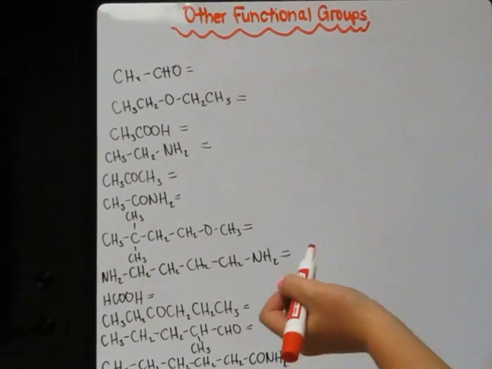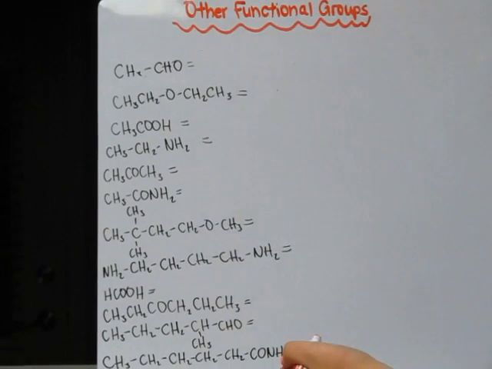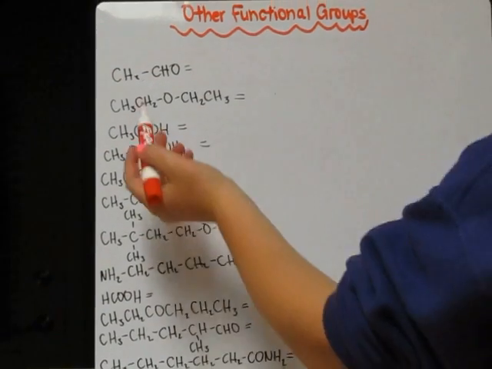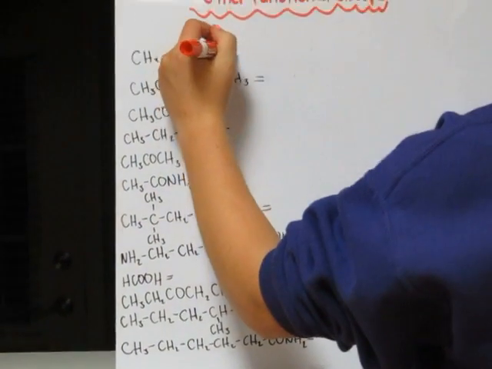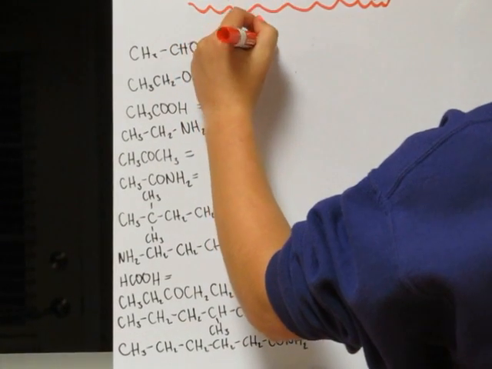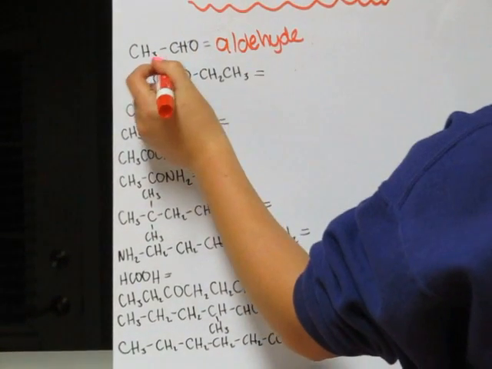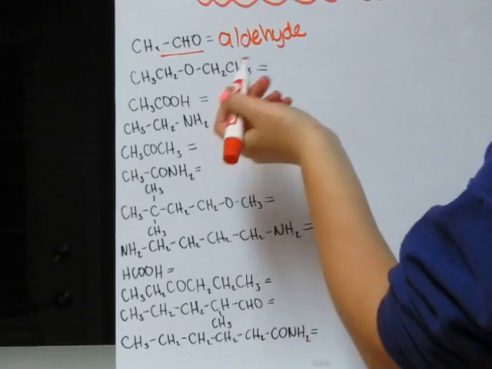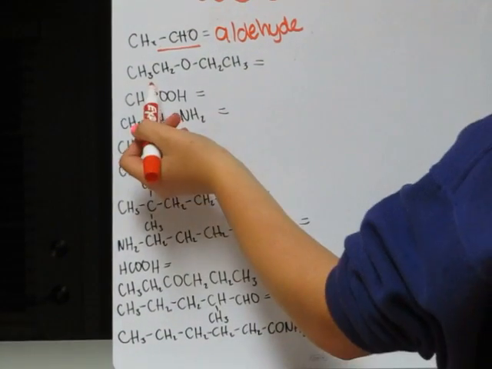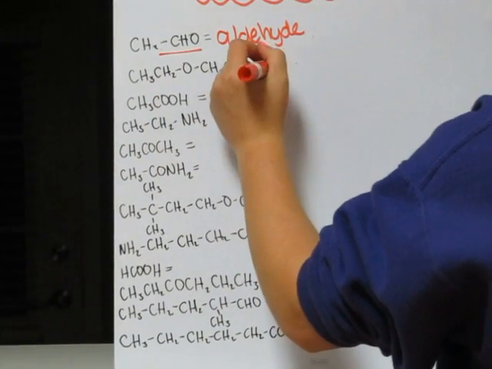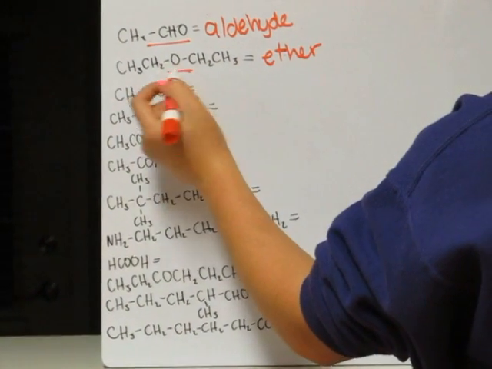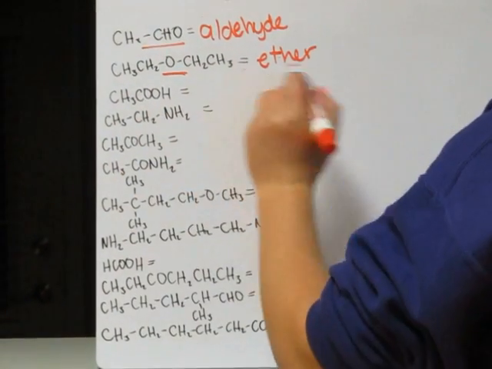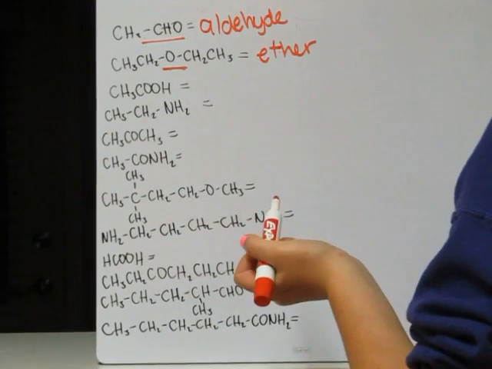So now we're going to show you how to pick one of the other functional groups out of an order. So our first example, CH3CHO, is an aldehyde. And we know this because there is a CHO group at the end of the molecule, which tells us aldehyde. Our next example is an ether. We know this because there's an oxygen connecting two carbons, which signifies ether.